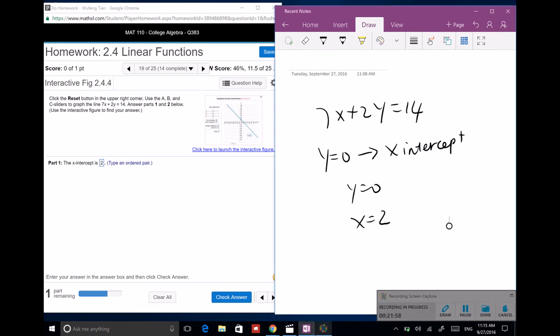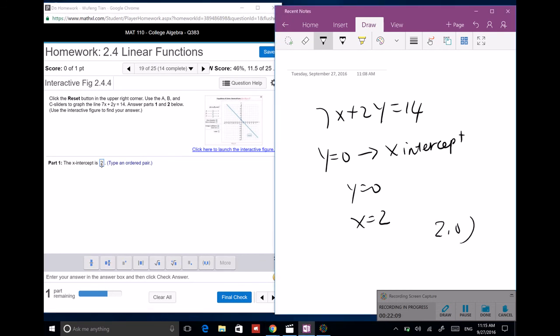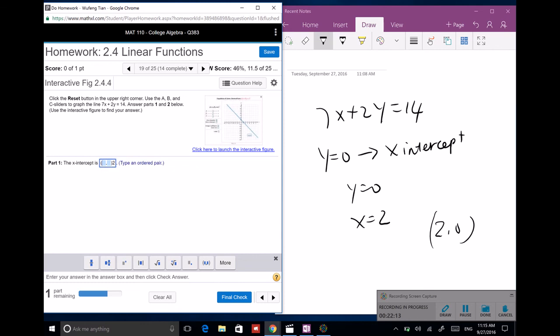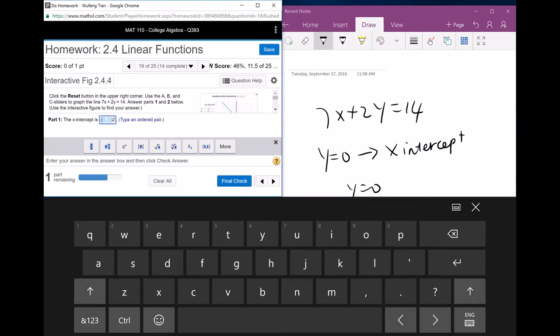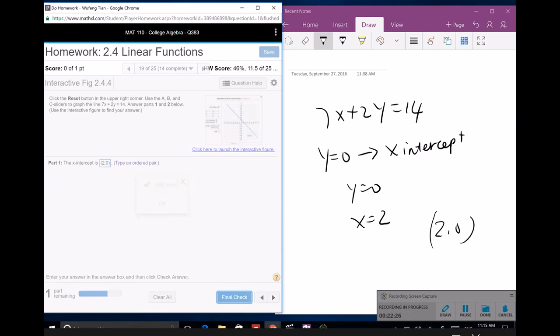Okay, let's continue. For this one, the x-intercept is 2. Wait, oh, it must be an ordered pair, so it's going to be (2, 0). You must type in 2, 0, and then you have to get rid of that, so like that.